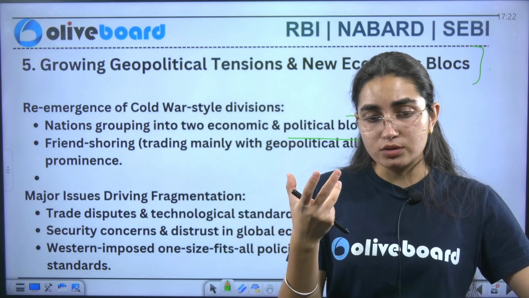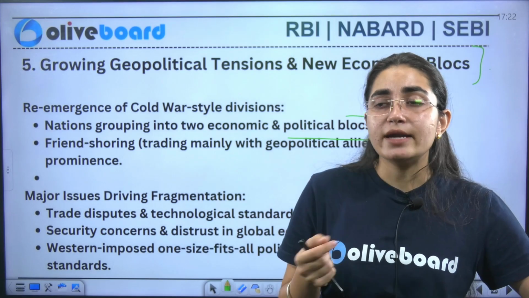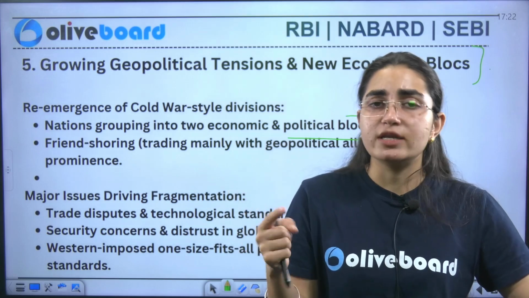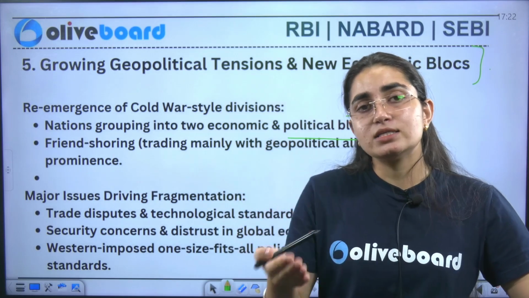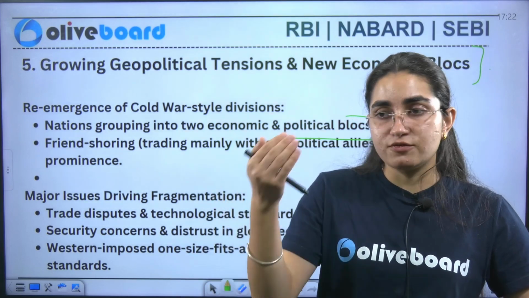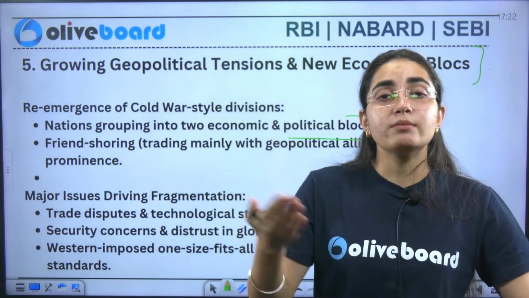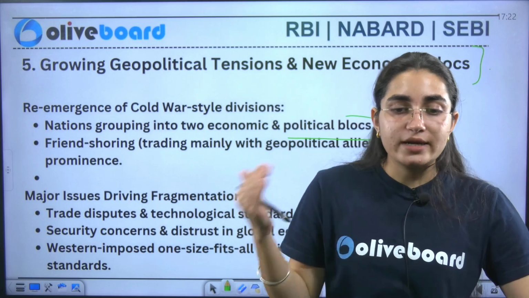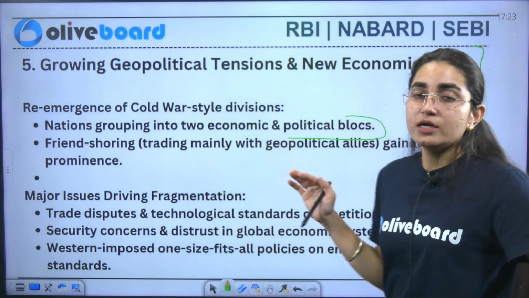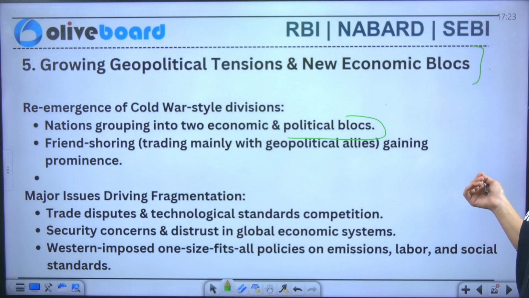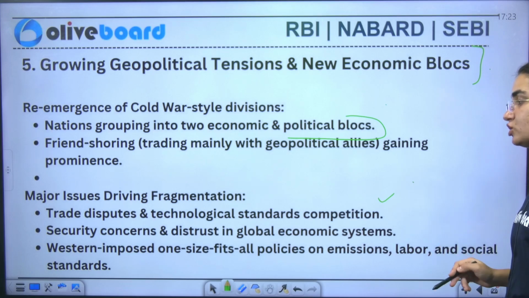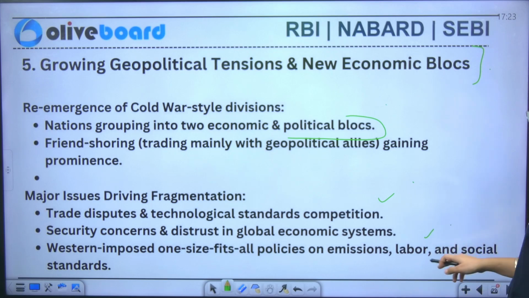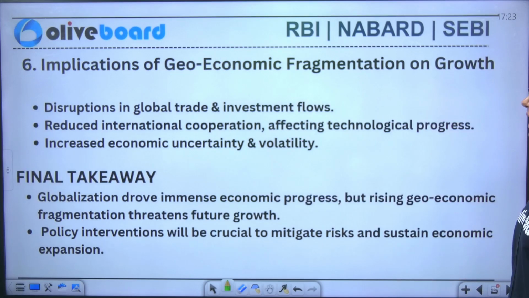And if I talk about the situation that is continuously giving rise to various problems, of course, there is a disruption in the global supply chain, and again this is leading to an increase in food prices. Of course, if the supply is getting disrupted, your demand will also suffer here. So that is all we are watching in today's case. Major issues that are driving fragmentation are trade disputes, technological standard competition, security concerns, and Western-imposed one-size-fits-all policies on emissions, labor and social standards.